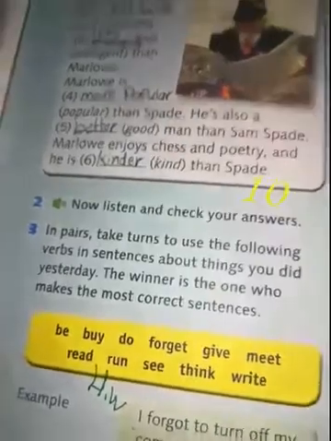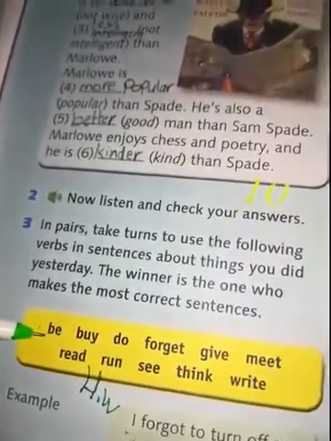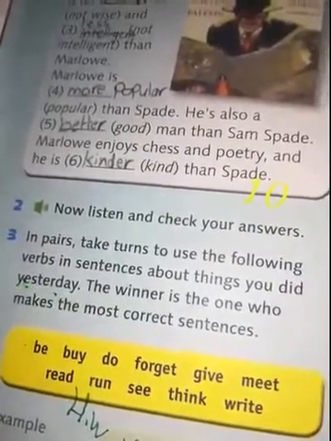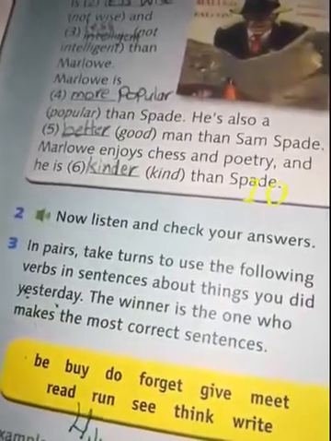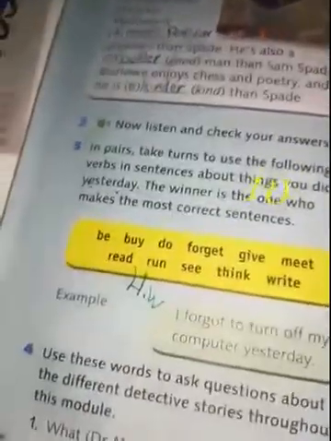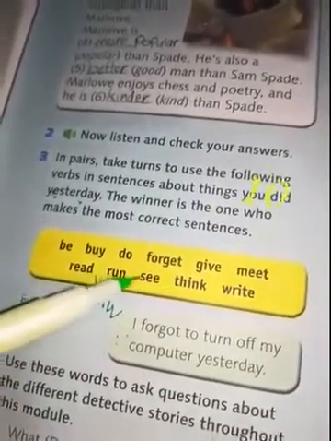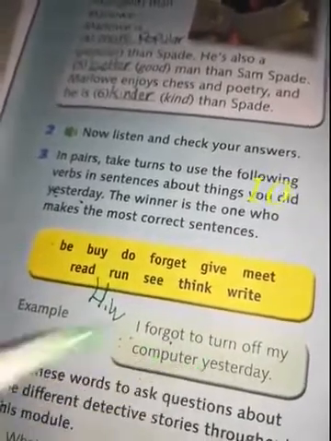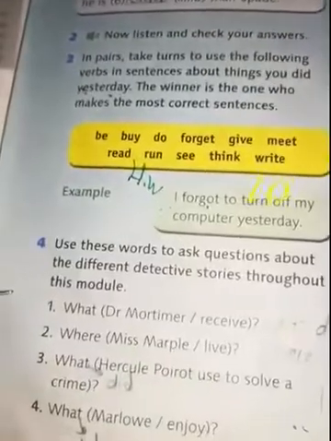Exercise number 3. You are going to write sentences using these verbs in the past form about things you did yesterday. For example, I forgot to turn off my computer yesterday. Forget becomes forgot, and the verb to, and the rest. This is the homework. Number 4.